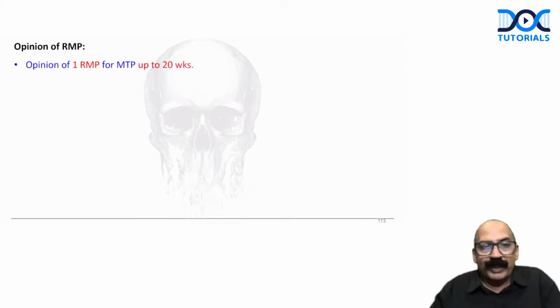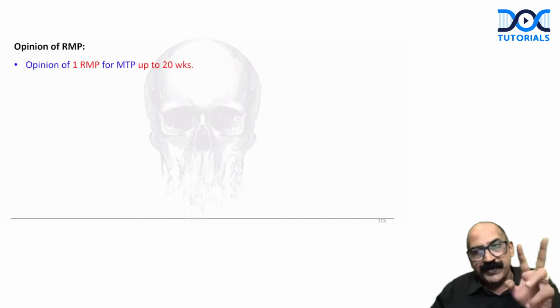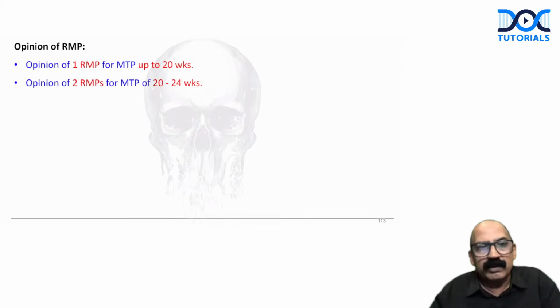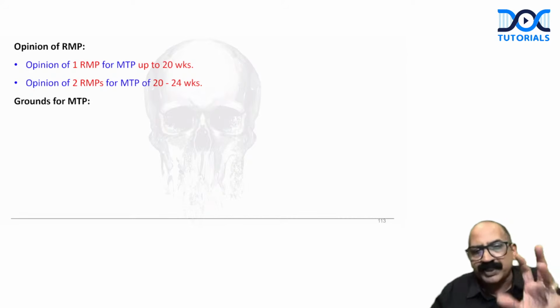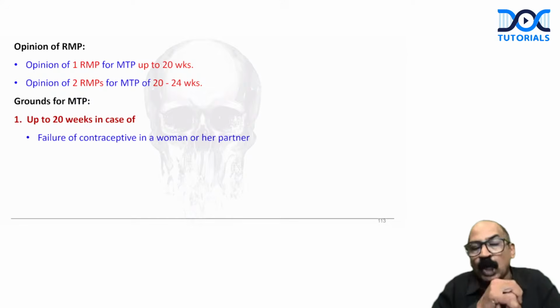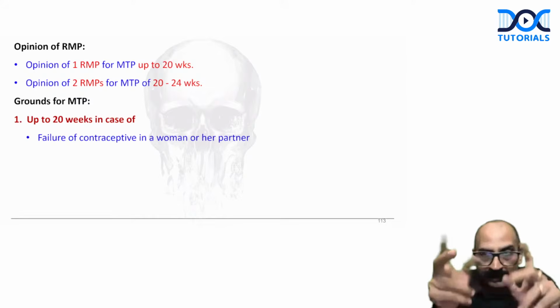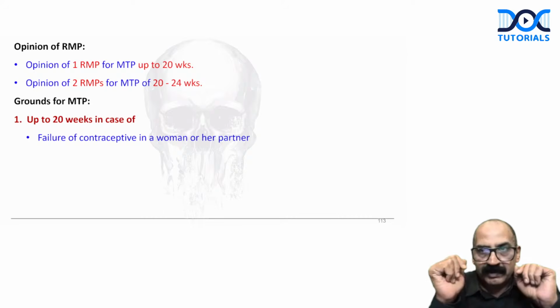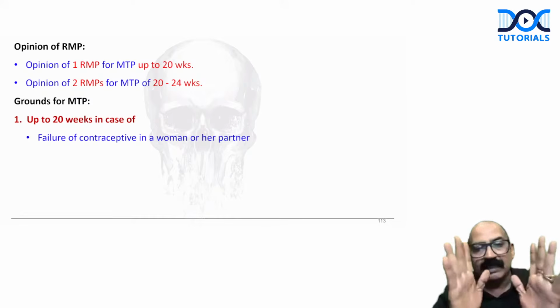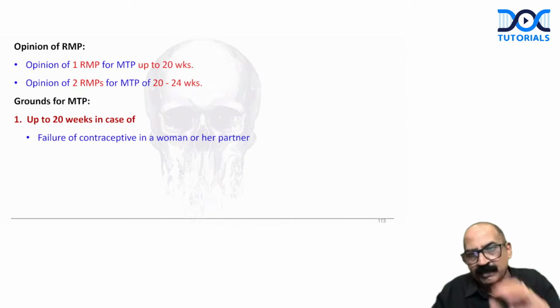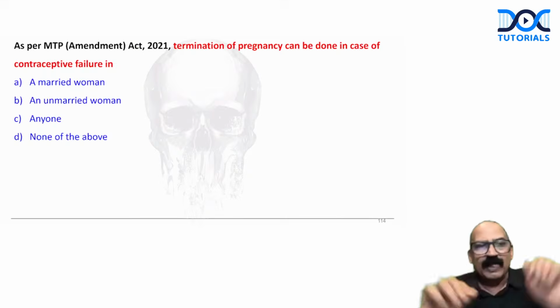Up to 20 weeks, the opinion of one RMP is sufficient. From 20 to 24 weeks, two RMPs have to opine. What are the different grounds for MTP? One of the grounds for termination of pregnancy is failure of contraception in a woman or her partner. In other words, if a pregnant woman comes with failure of contraception, MTP cannot be conducted after 20 weeks. After 20 weeks, not only for failure of contraception, maybe in a woman, maybe in her partner.